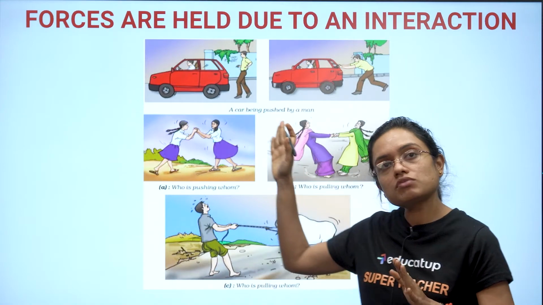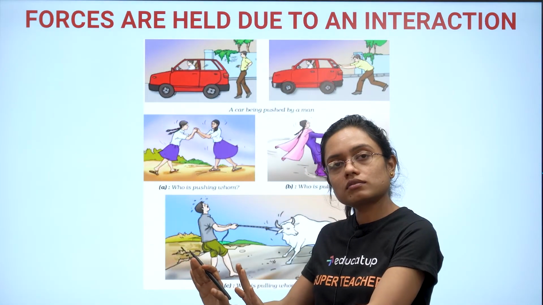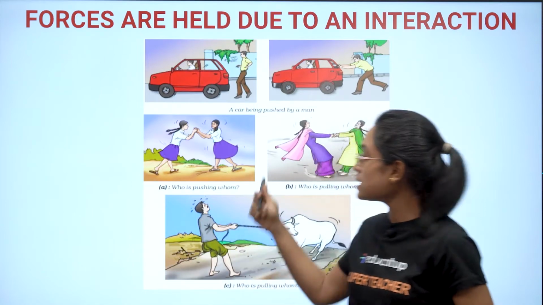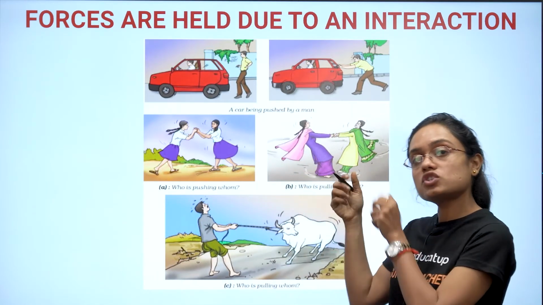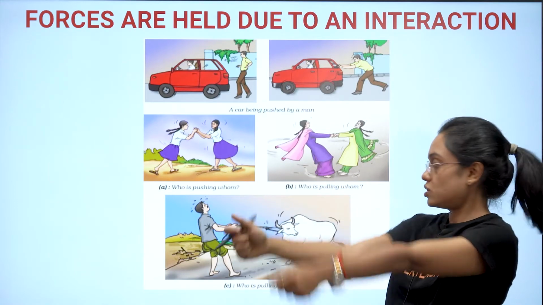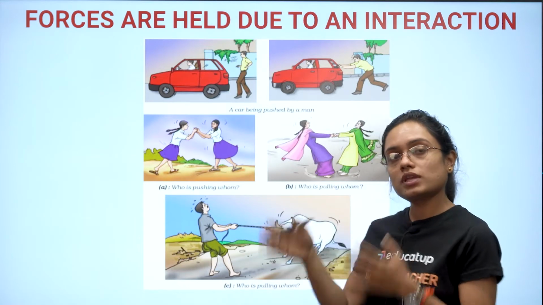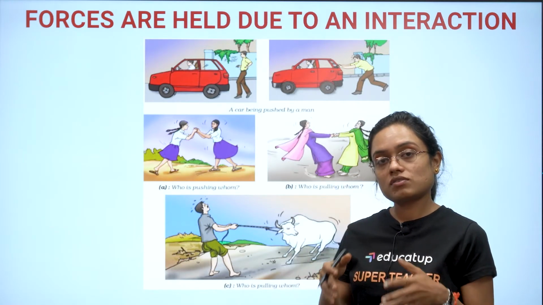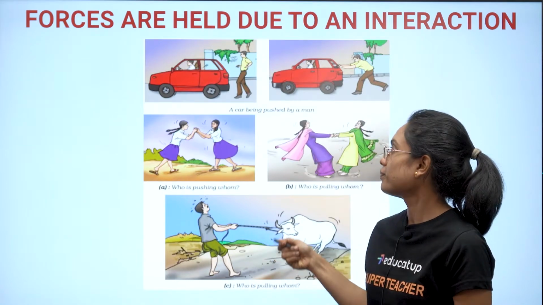In the first picture you can see the man is pushing the car, applying force. In the second picture, the girls are pushing each other. In the third picture, the women are pulling each other. And in the last picture also, the man is pulling or the bullock is pulling the man. So basically, whenever there is push or pull, actually force is being applied.